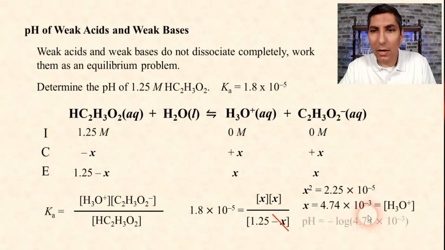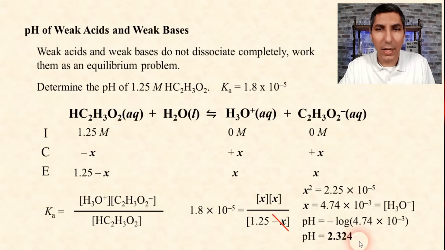And to find the pH, we just take the negative log of that number. So the pH here is 2.324. And so that makes sense. It's an acidic pH. It should have a pH much less than 7, shouldn't it?